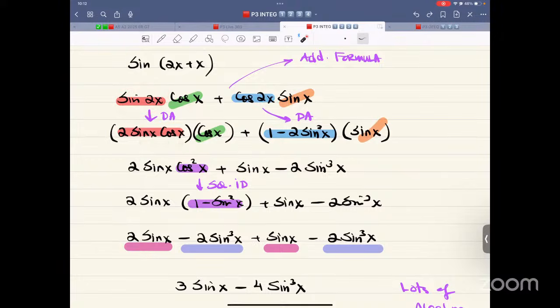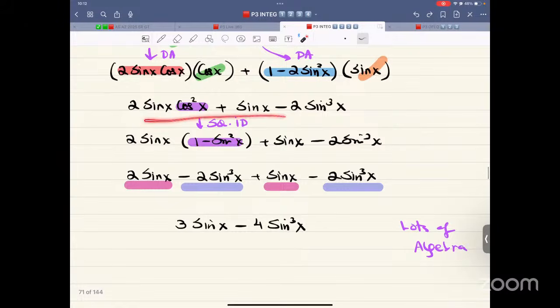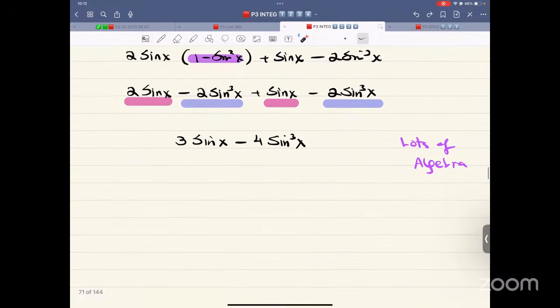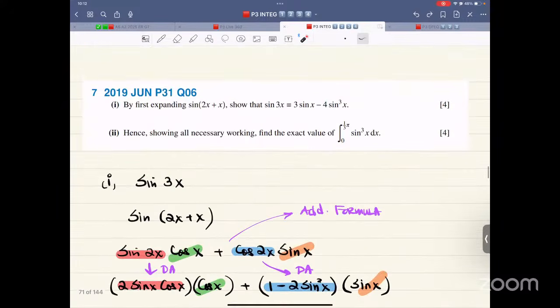Cos 2x, write this as 1 minus 2 sine square x, because you want everything in sine. Then when you expand it, the only thing that's not sine is cos square, but let's replace it with 1 minus sine square. And now everything is in terms of sine. So basically, you have proven that sine 3x is equal to 3 sine x minus 4 sine cube x.